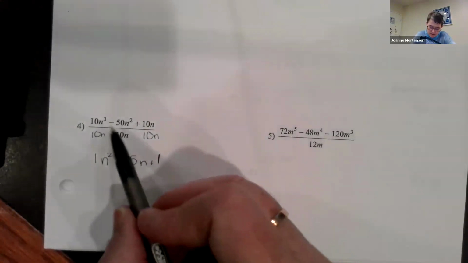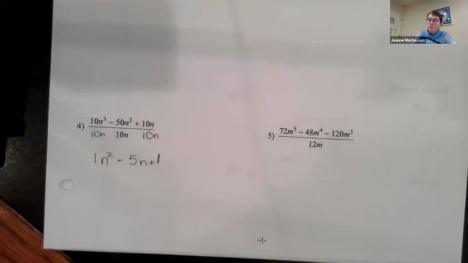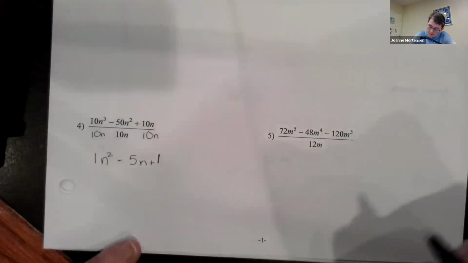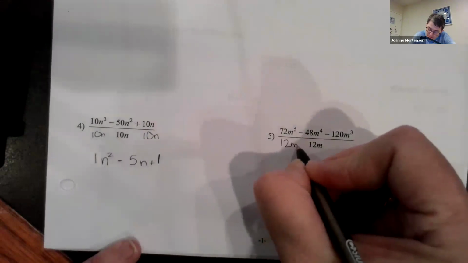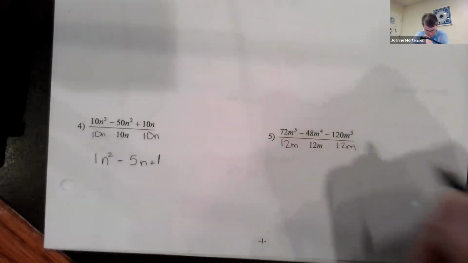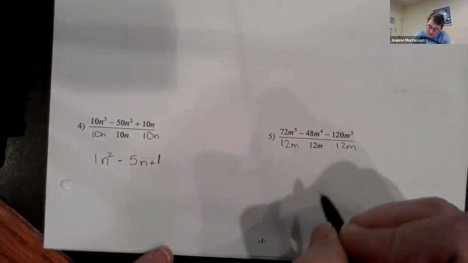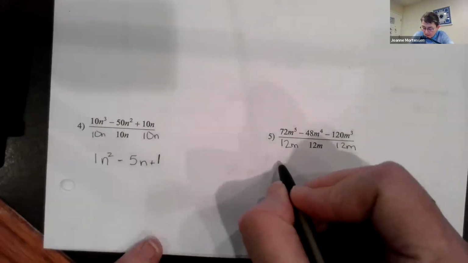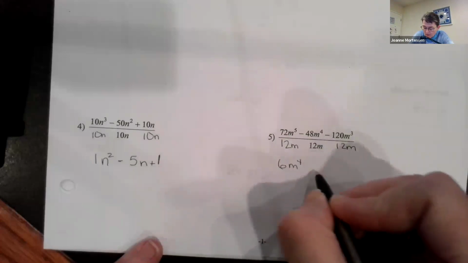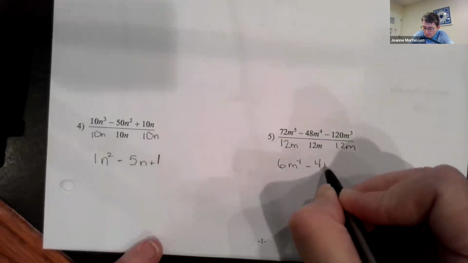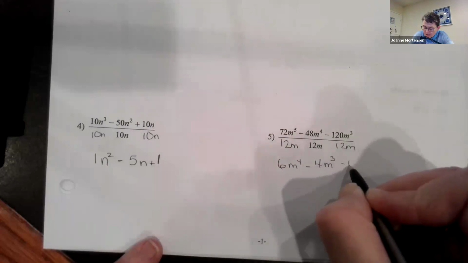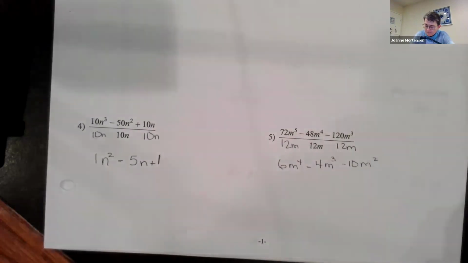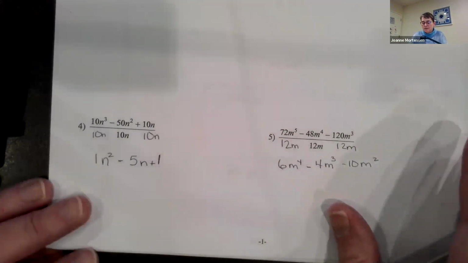Oh, the other thing I do is I go sign check, yeah, matchy, matchy, we're golden. Because for me, that's the mistake I make most of the time. 12m, 12m. I should have made these harder. 72 divided by 12 is 6. M to the 4th minus 4 m cubed minus 10 m squared. See? You'd learn those initial rules with dividing a monomial by a monomial. This, although it looks scary, is super easy.